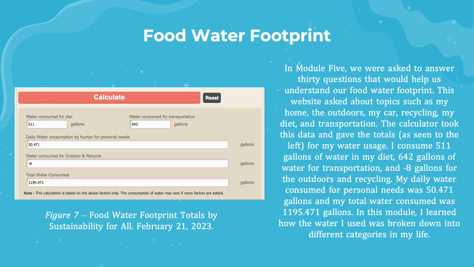In Module 5, we were asked to answer 30 questions that would help us understand our food water footprint. This website asked us about topics such as my home, the outdoors, my car, recycling, my diet, and transportation. The calculator took this data and gave the totals, as seen to the left, for my water usage. I consumed 511 gallons of water in my diet, 642 gallons of water for transportation, and -8 gallons for the outdoors and recycling. My daily water consumed for personal needs was 50.471 gallons, and my total water consumed was 1,195.47 gallons.